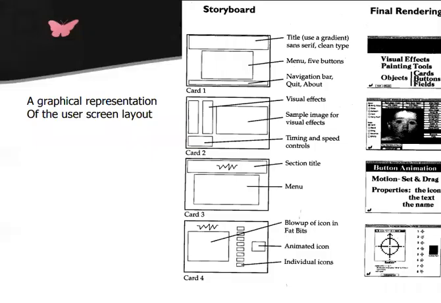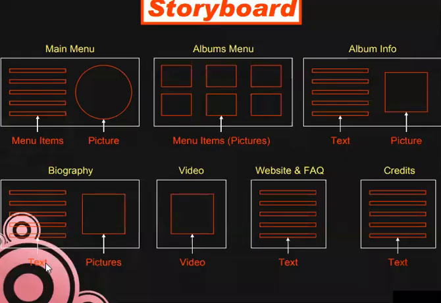Okay, so this is an example of a graphical representation of a user screen layout, how the screen layout will be viewed by the user. So the user will have, for example, the card one representation. The card one here has a title, it has a menu, and so on. On the left hand side and the right hand side, you will have the idea of what the user will view, or what this user screen layout consists of. So this is the content of the storyboard, or you can say this is an overview of the storyboard.